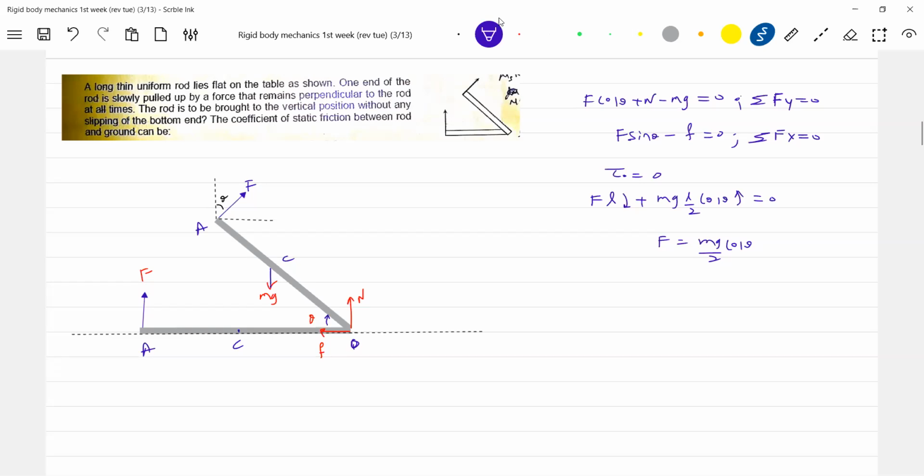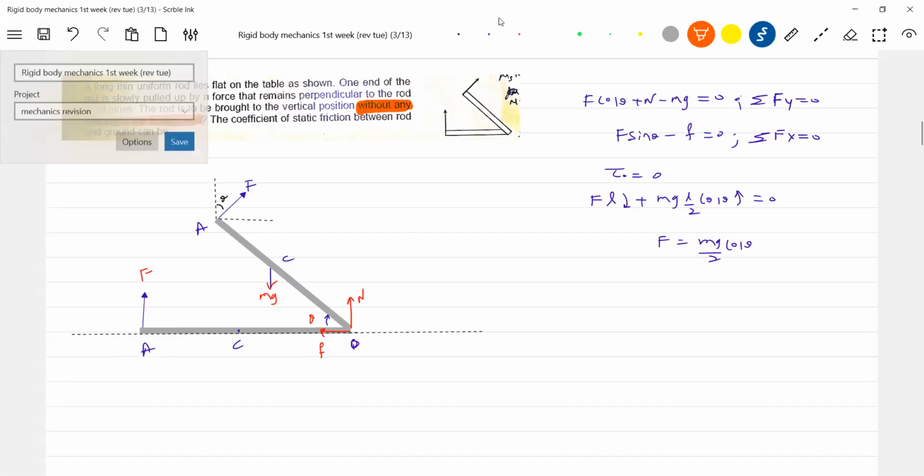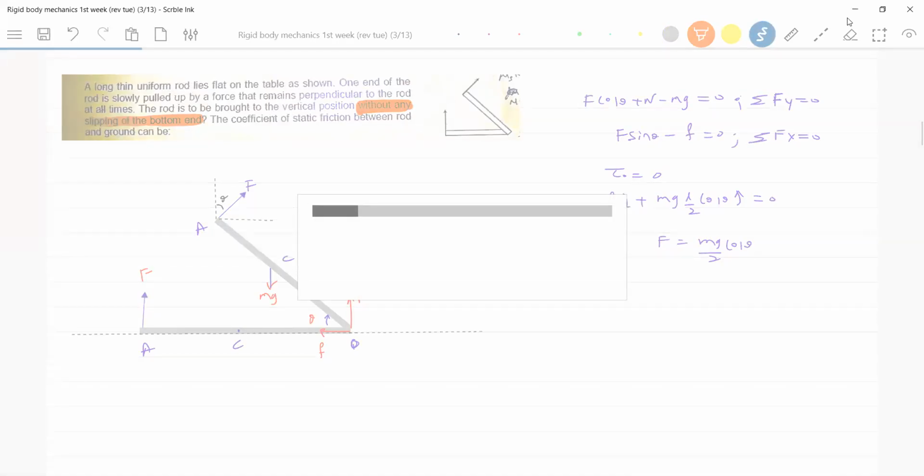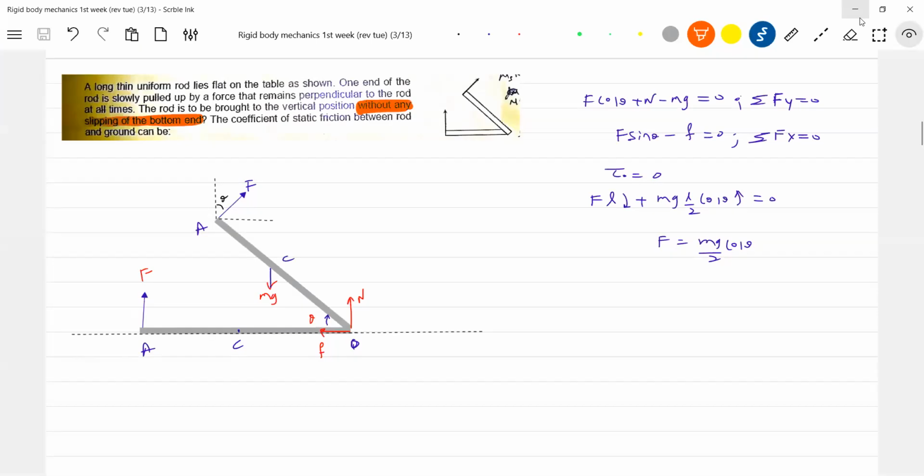Now, when will the rod start to slip? When this point O will be fixed, I think this condition is what I'll highlight: without any slipping of the bottom end. I think this particular question mark is there. No, let me read and think. So will this help me anywhere in taking any decisions? Without any slipping of the bottom end. Bottom end means the O. O should not shift.